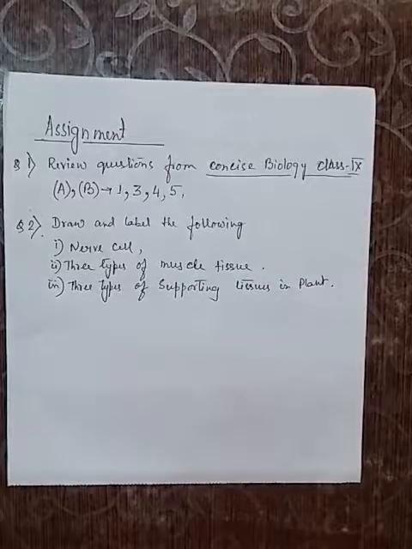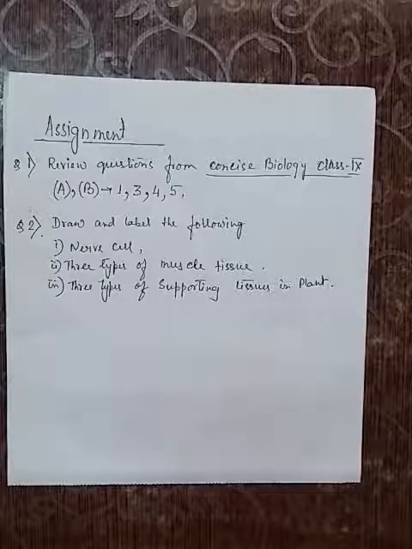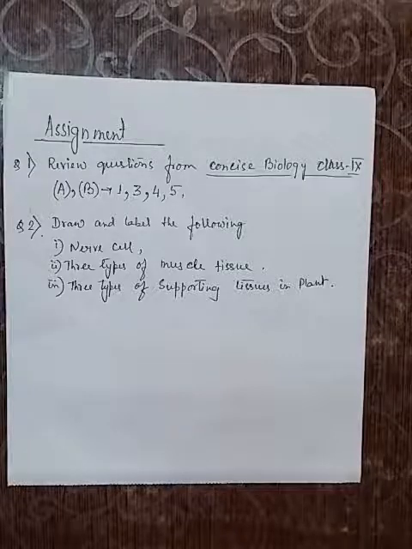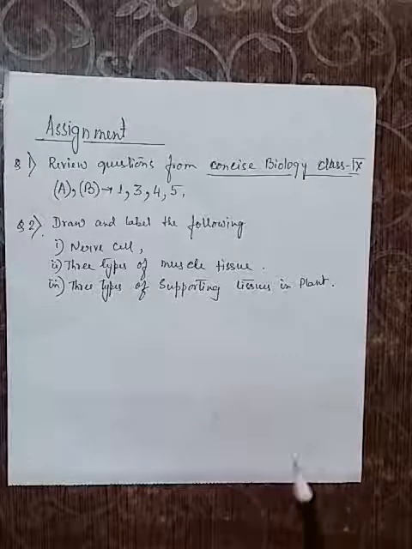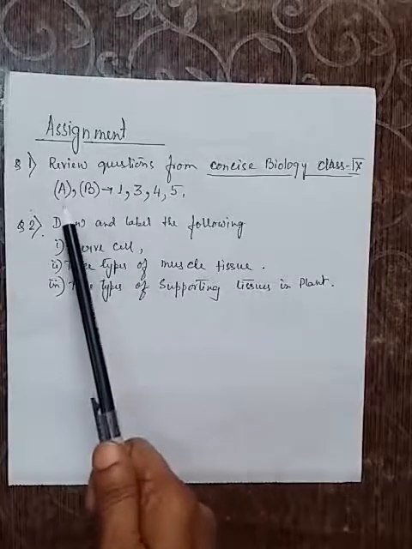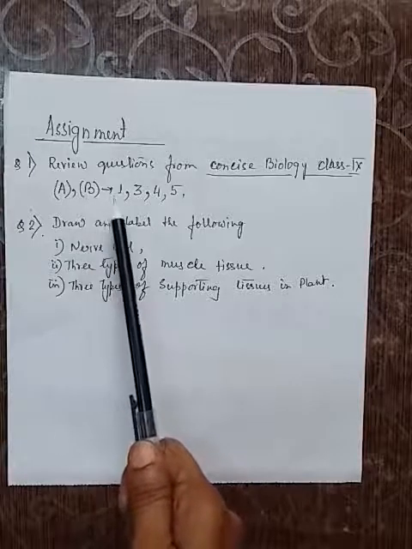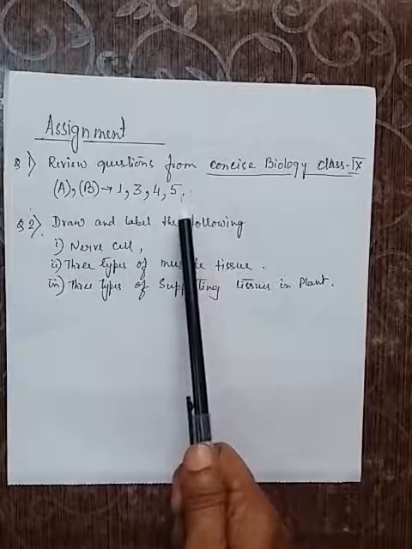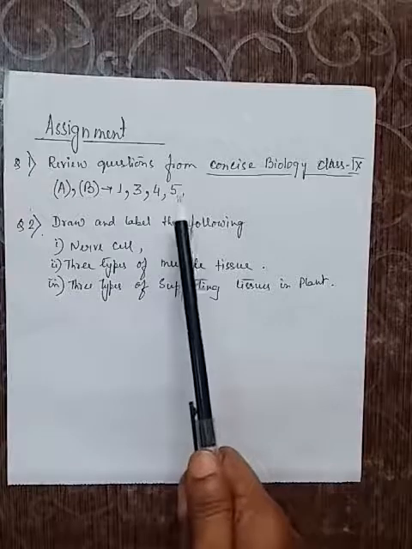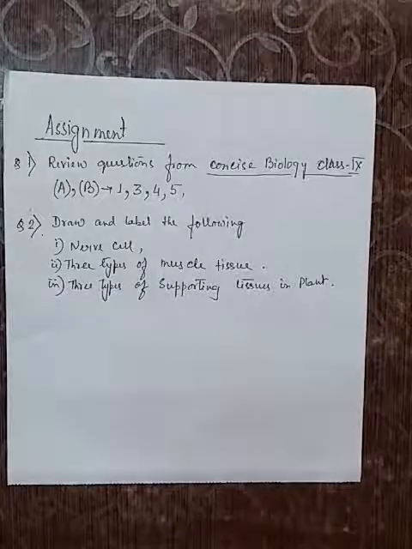This is the assignment work given. All of you have got your Concise Biology Class 9 book. Open the exercise of this chapter, the review questions. From there you will do question A, question B, subparts 1, 3, 4 and 5. Solve all these questions in the exercise book, whatever you have got from your school.